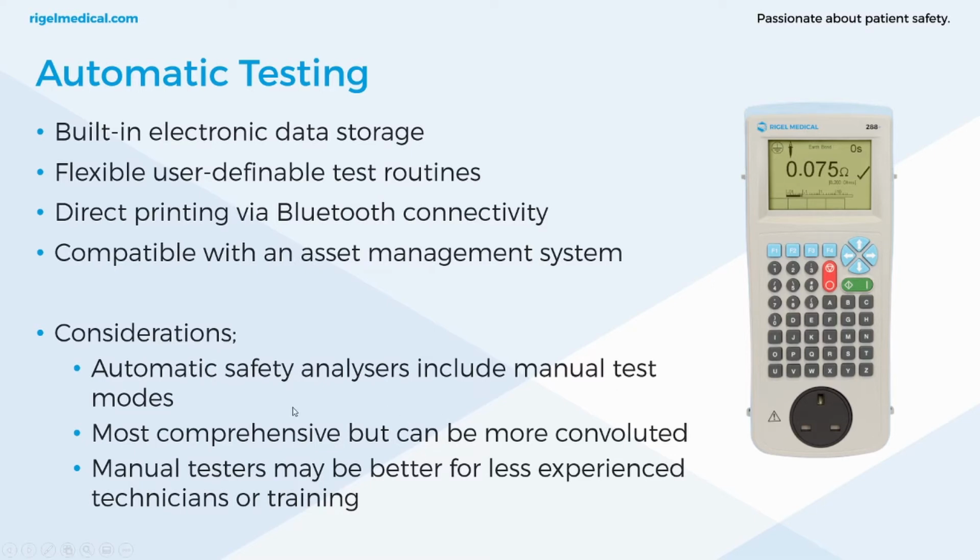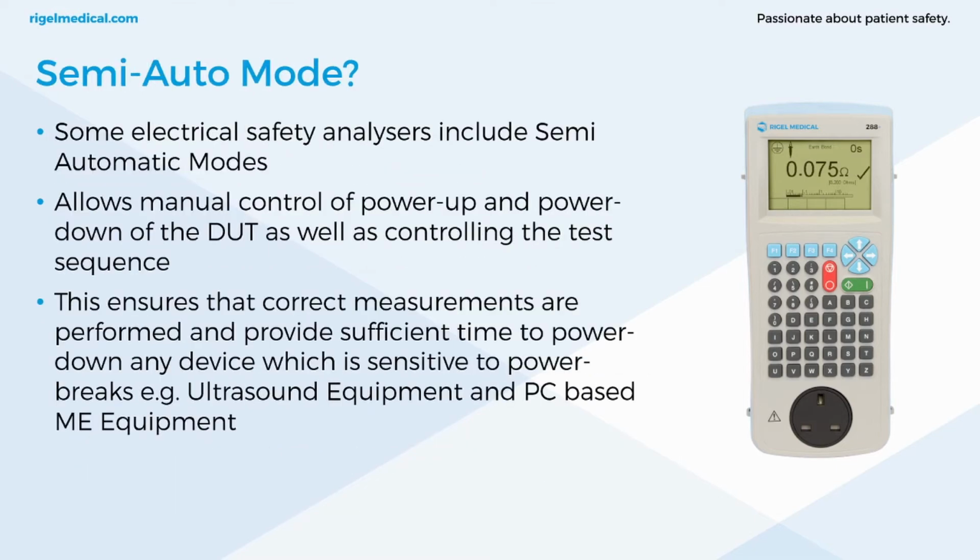So the considerations: automatic safety analyzers do include a manual test mode. So if you want to do manual tests, you can still carry that out with an automatic tester. That option is there. It's the most comprehensive, but obviously where you've got menu settings for your test sequences and downloads, it can be a little bit more convoluted for a technician to use. So manual testers may be better for less experienced technicians or training. Again, it really depends on your work processes, what the benefits are and disadvantages of each. Now with the automatic safety analyzers, many include semi-automatic modes like the Rigel 288 Plus.